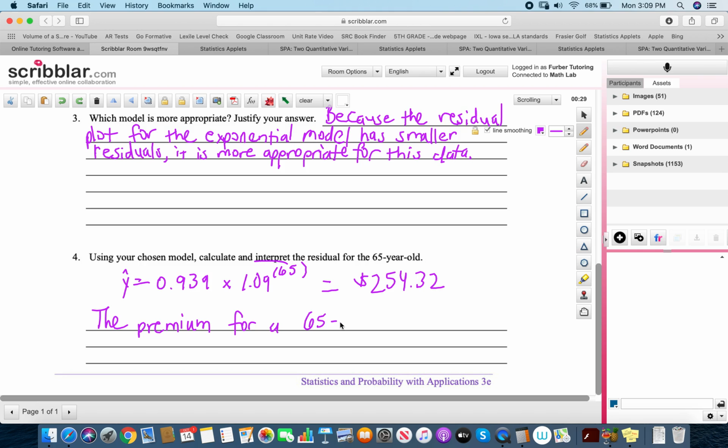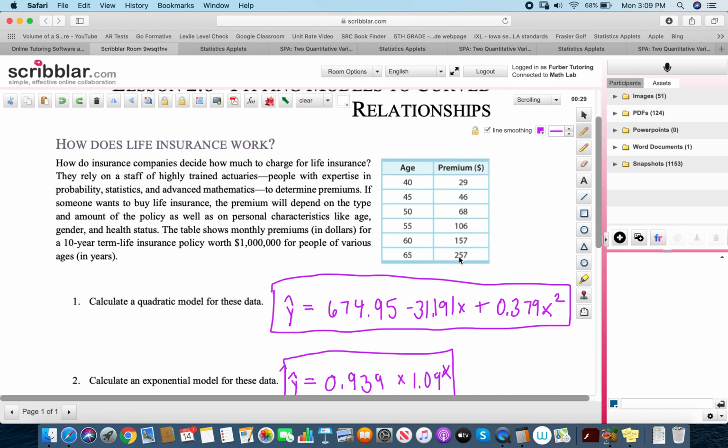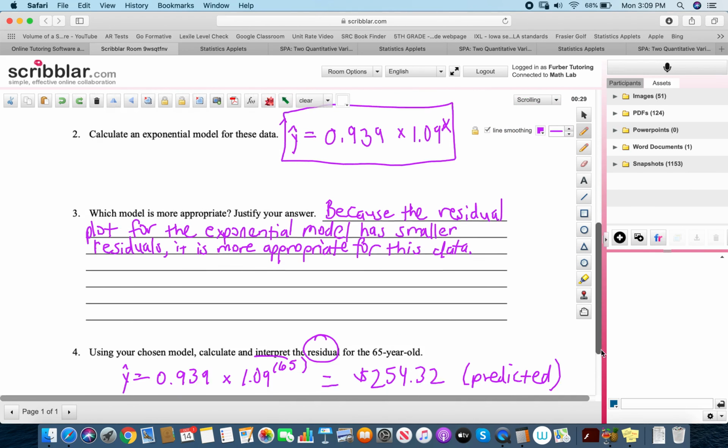for a 65-year-old person, oh, I'm sorry. Hold on. I got more work to do here than I thought. This is just the predicted amount. Okay, this is the predicted based upon the exponential model. They're asking us to calculate the residual. So the residual is the difference between what the table says a 65-year-old would pay and what the predicted amount is. So if you look up here for a 65-year-old, it says it should be 257.